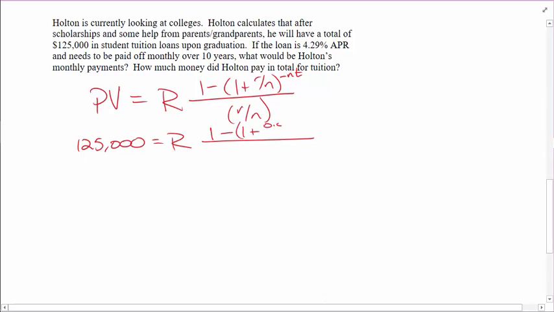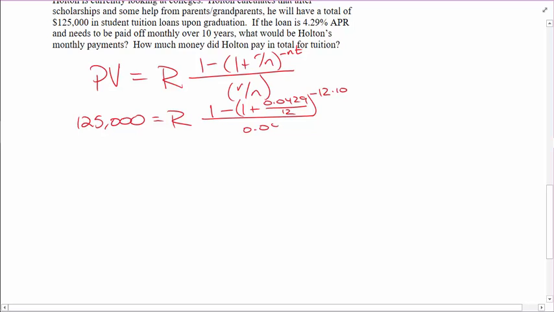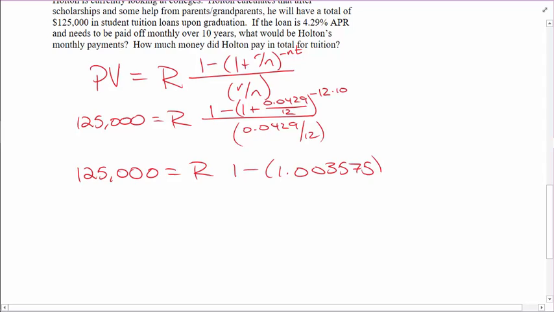The rate here is 0.0429 divided by 12, because we're paying this off monthly, to the negative 12 times 10 years, divided by 0.0429 divided by 12. Again, this is going to require some computation in our calculator. I would take this over the course of a couple steps. I would first compute the value inside the parentheses to be 1.003575, and this is going to be to the negative 120th power.